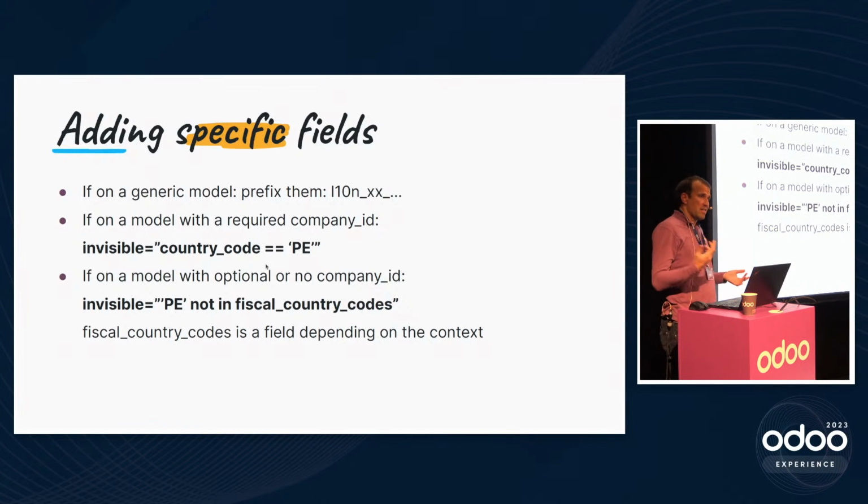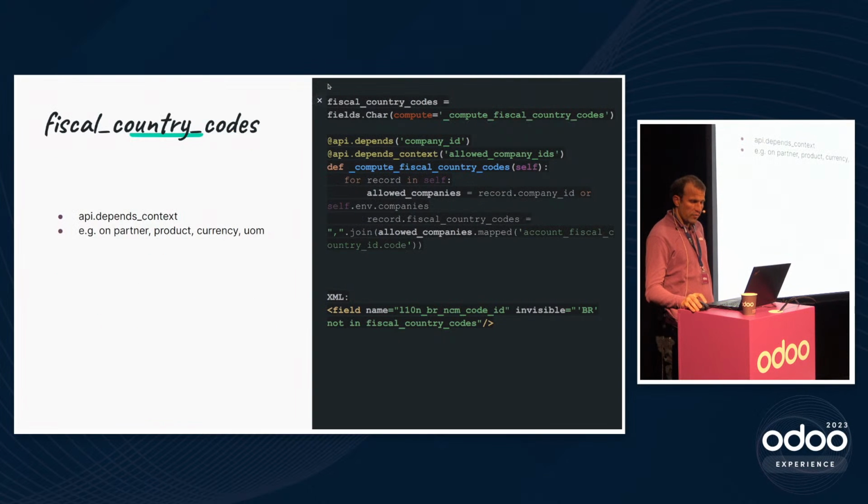We wanted to ask, what do you do with products? Because products are shared among companies. What do you do with partners? Because partners are shared among multiple companies. And for that, you can simply put invisible, not in fiscal country code. So we added everywhere a field, fiscal country codes, on those like partner and product, which can be shared among different companies.